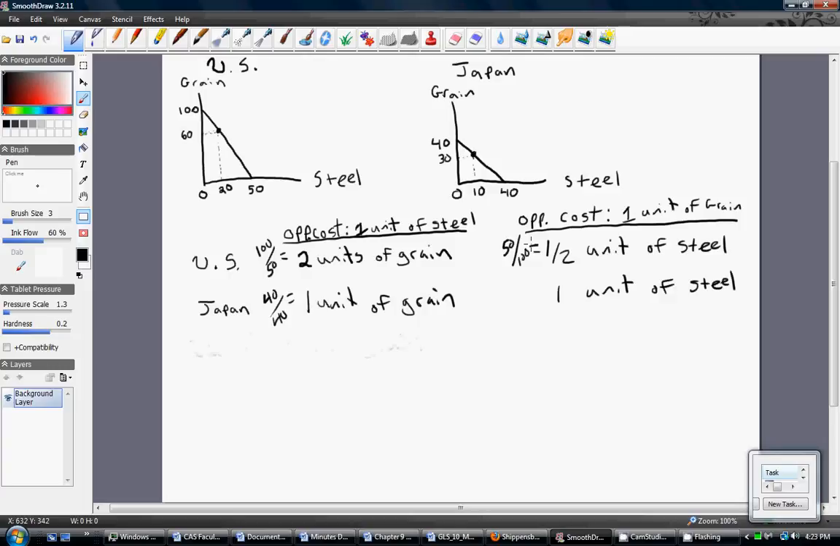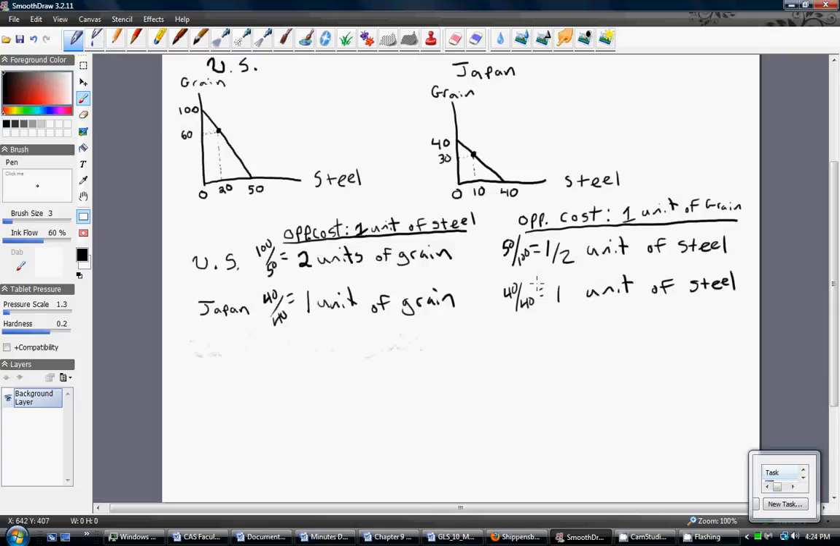For Japan, if we're producing nothing but grain, we're giving up producing 40 units of steel. We're getting 40 units of grain, so the opportunity cost is 1 unit of steel. Every time we produce one more unit of grain in Japan, we always give up producing 1 unit of steel.